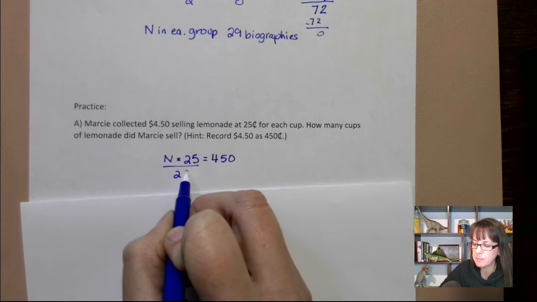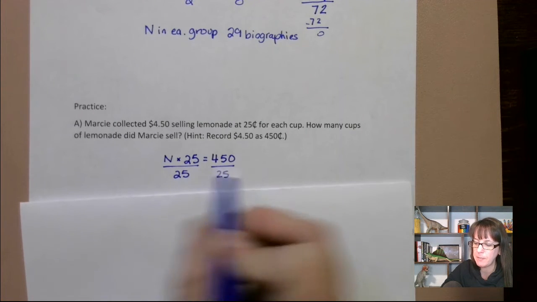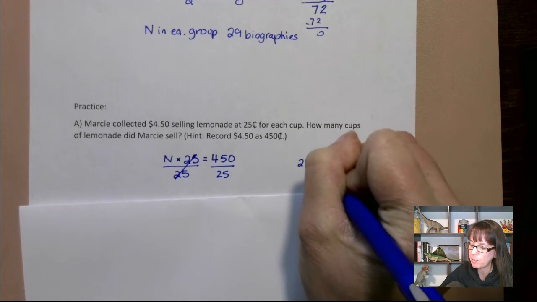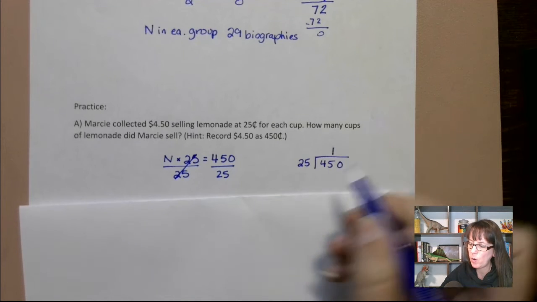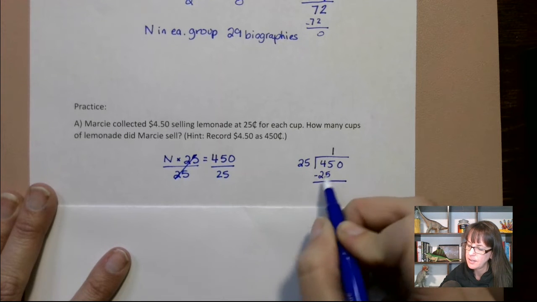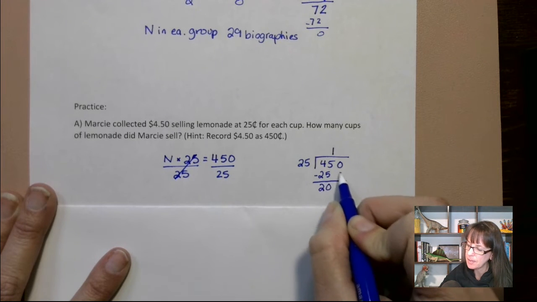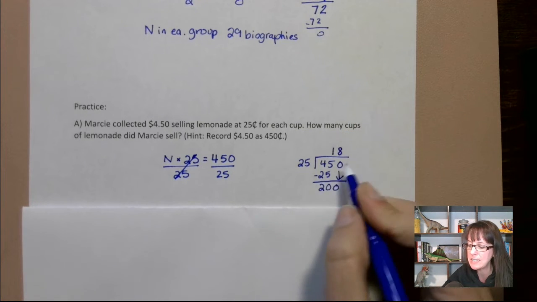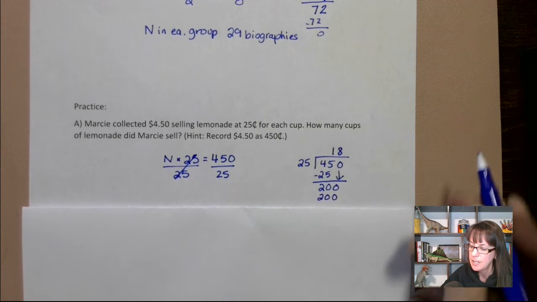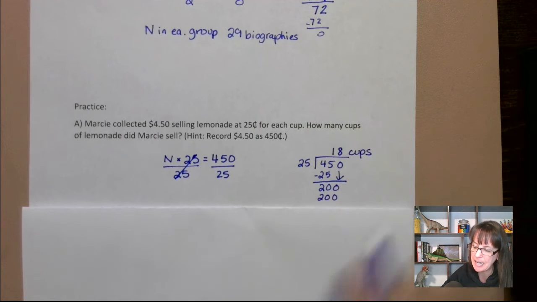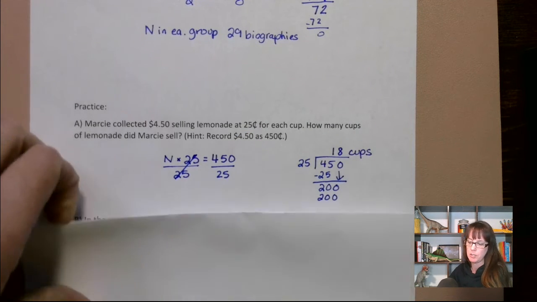So we divide both of these by 25 because the opposite of multiply is divide. So we've got 450 divided by 25. 25 goes into 45 one time, and then we've got 25. So minus that, we get 20. Bring down our 0, we get 200. Now think about quarters. If you had $2 worth of quarters, you would have 8 quarters. So 8 times 25 will give us 200. So how many cups of lemonade did Marcy sell? She sold 18 cups of lemonade at 25 cents each because she had a total of $4.50.